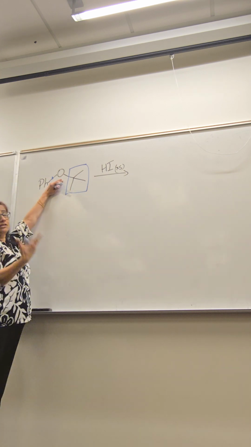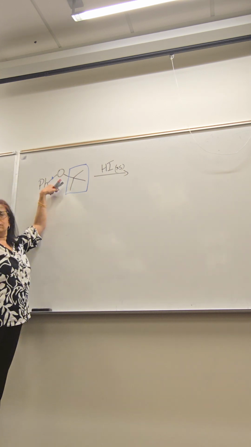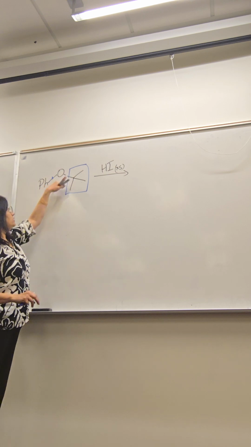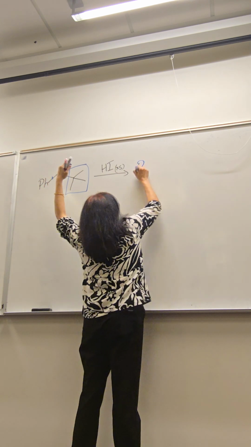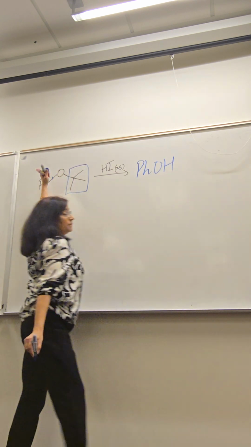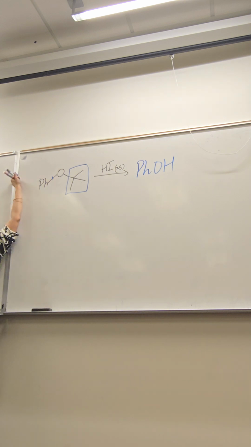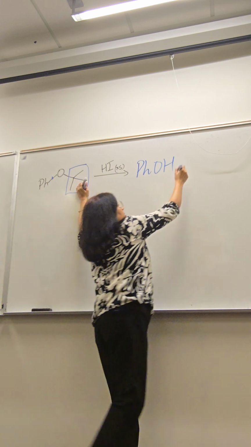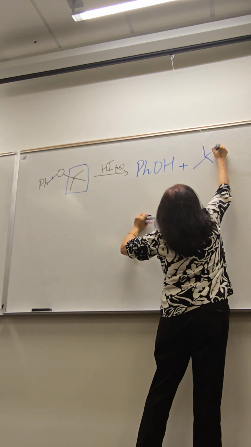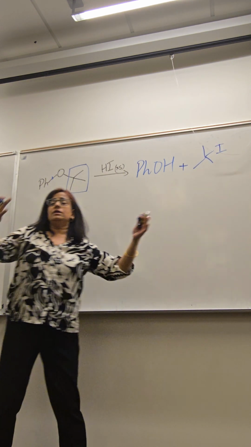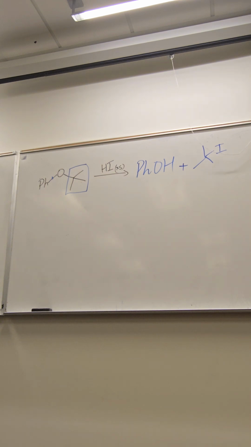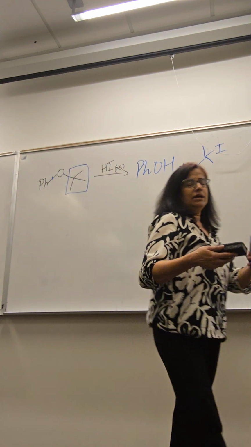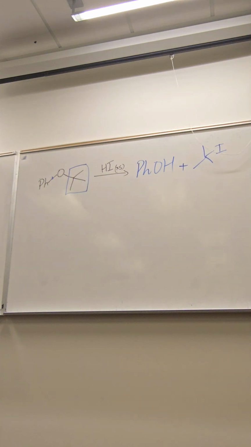So what are the products? This you can't break because that cannot do SN1 or SN2. So what does this become? Phenol plus T-butyl iodide. Agreed? Everybody okay? And it can't go any further. It stops right there. Please write a mechanism for this to make sure you understand why, and let me know if you have questions tomorrow.